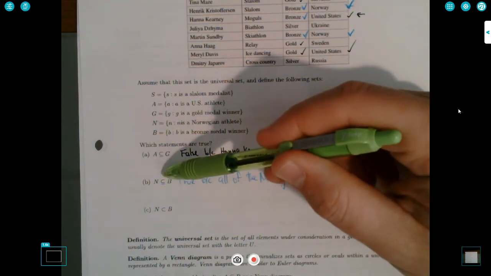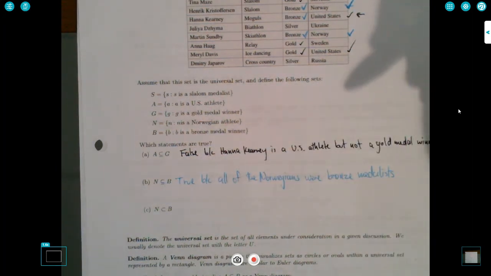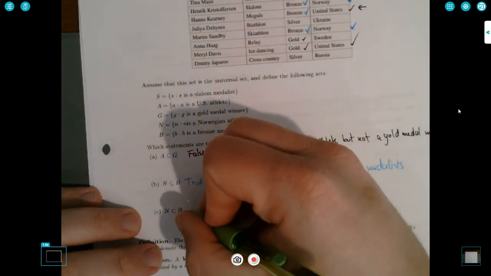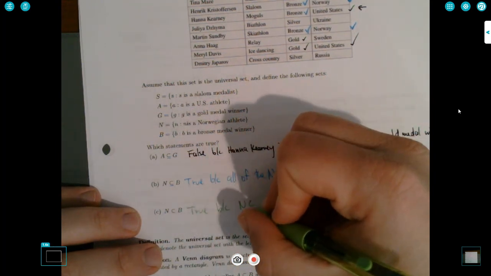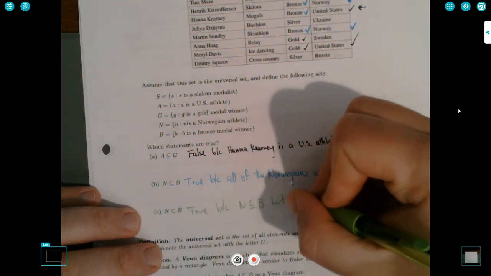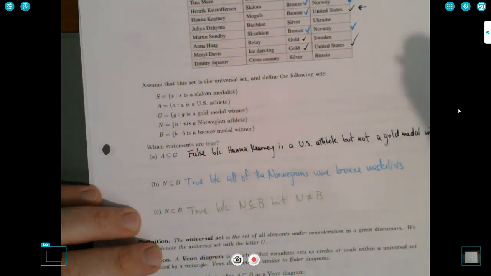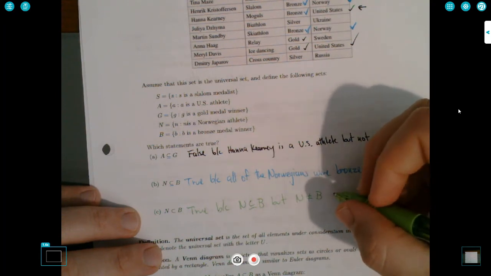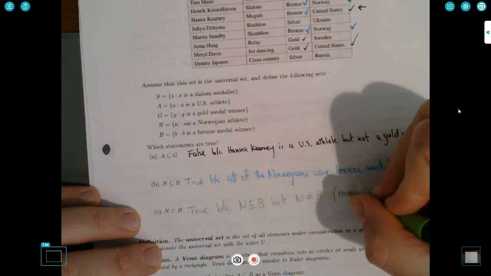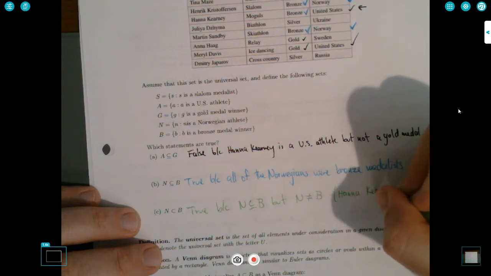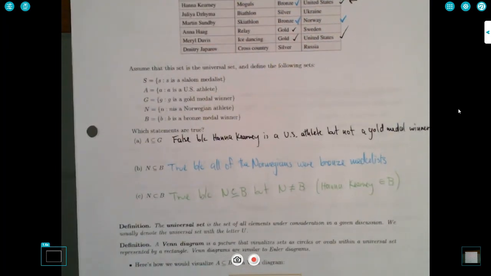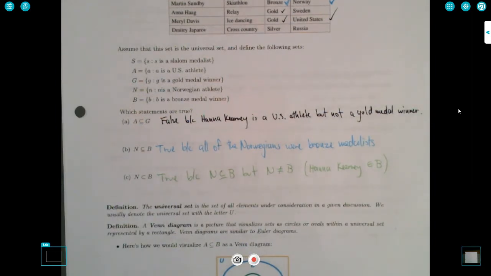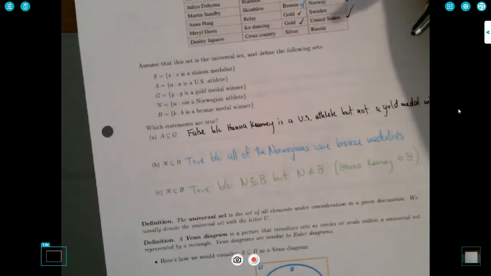So N is a subset of B, but N is not equal to B, and so N is a proper subset, right? So this is true because N is a subset of B, but N is not equal to B. Right? Hannah Kearney is an element of B. Right? She was a bronze medalist. Okay. Very good.